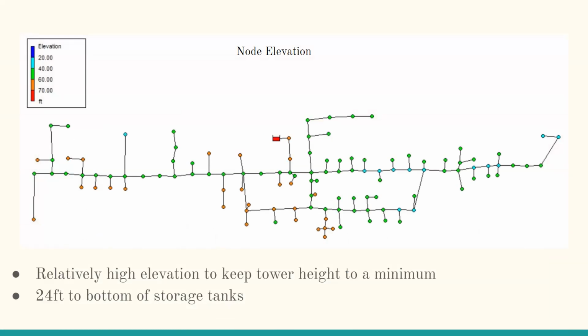And here we're showing node elevation at all of the houses. The elevation in the community ranges from about 20 to 70 feet relative to the spring source. We also decided to choose a relatively high location within the community so that when we raised the storage tank configuration, we didn't have to build an extremely tall tower. We determined that we needed 24 feet from the ground to the bottom of the storage tanks to provide the correct pressure for each tap.